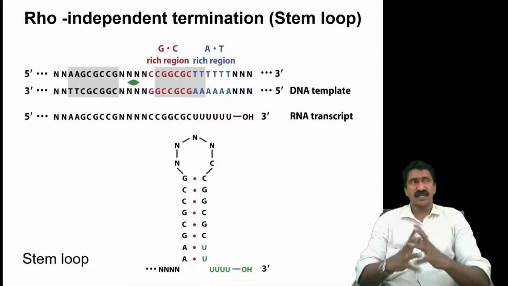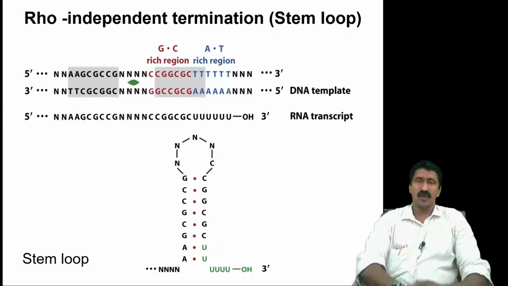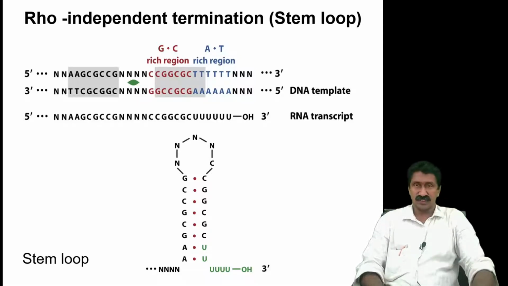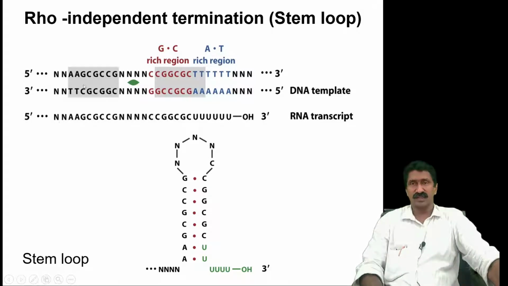Now, the second category of termination is Rho independent termination. Here we have the self-complementary regions, which are represented here and here. The self-complementary regions will pair together, and the GC-rich regions are the self-complementary regions which will pair. And there is another AT-rich region here, which is shown here.